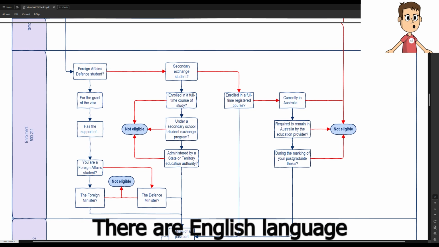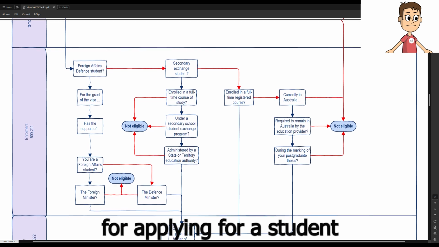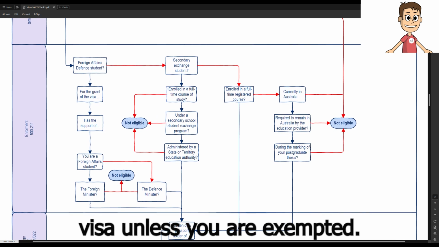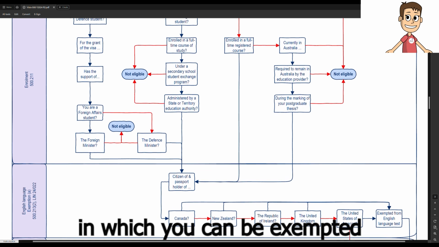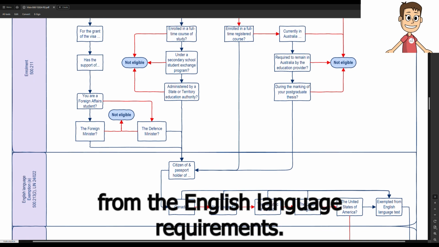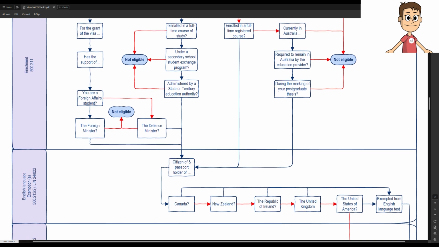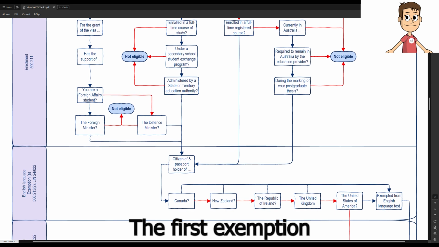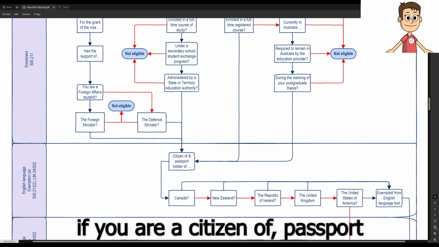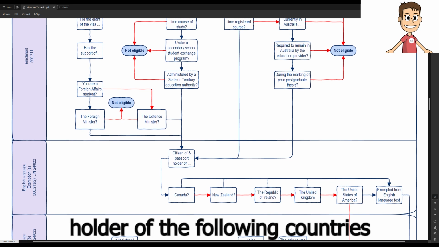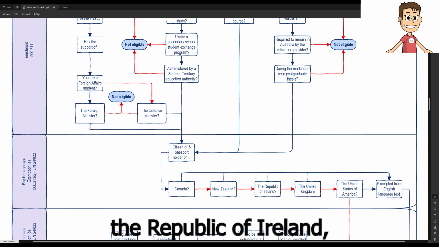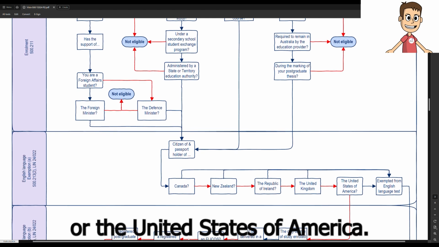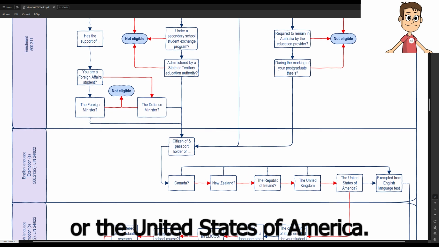There are English language proficiency requirements for applying for a student visa unless you are exempted. There are different ways in which you can be exempted from the English language requirements. The first exemption: if you are a citizen or passport holder of the following countries: Canada, New Zealand, the Republic of Ireland, the United Kingdom or the United States of America.